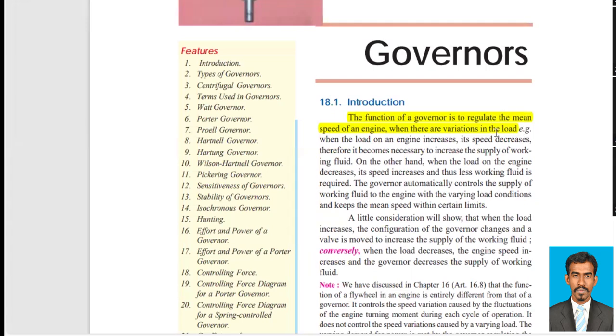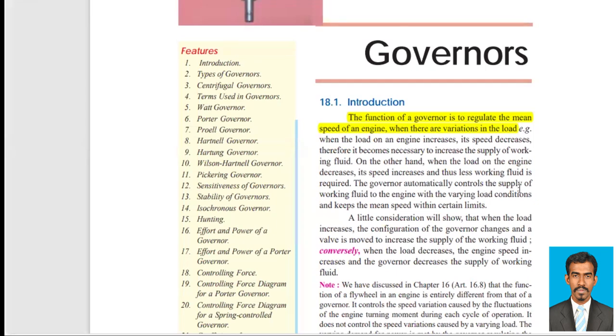When the load of an engine increases, its speed decreases, and therefore it becomes necessary to increase the supply of working fluid. So when the load is increasing, the speed will automatically reduce, and therefore we need to supply extra fuel in order to increase the speed. On the other hand, when the load of an engine decreases, its speed increases, and thus less working fluid is required. So in that case, we don't need much fuel, so the fuel supply should be decreased.